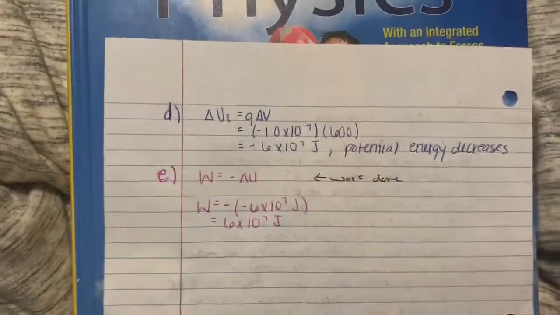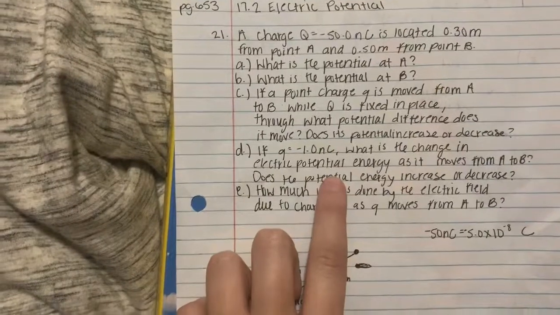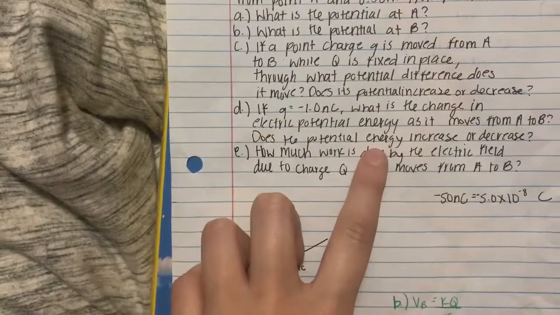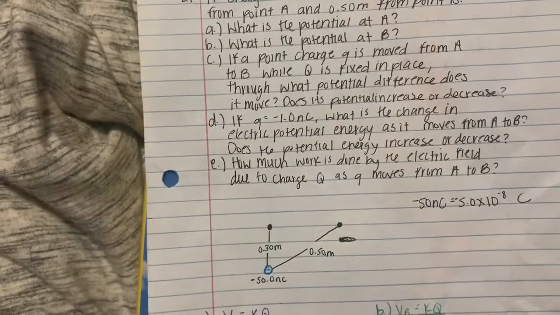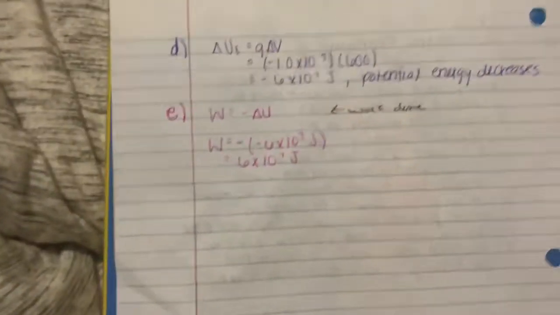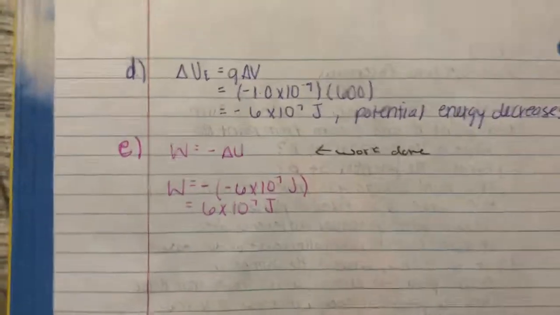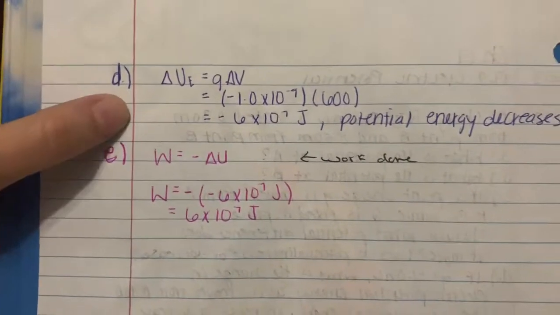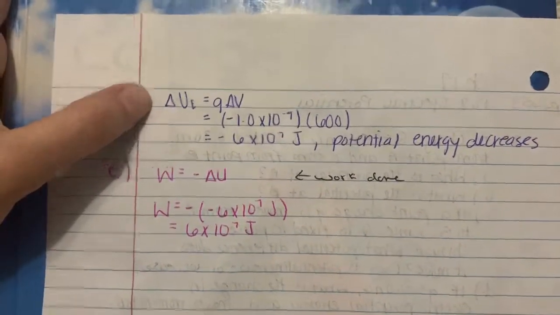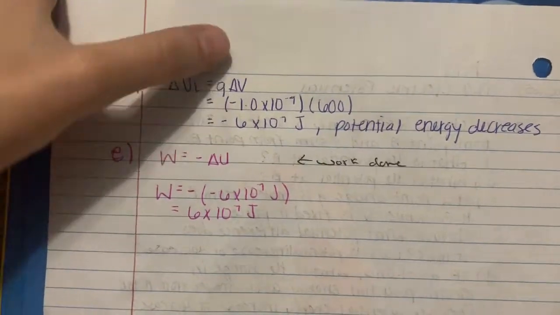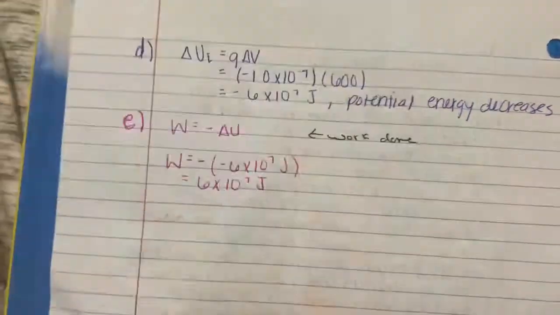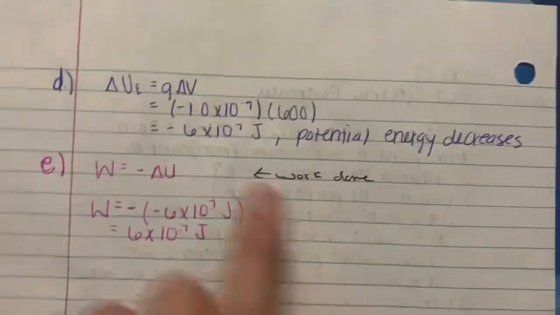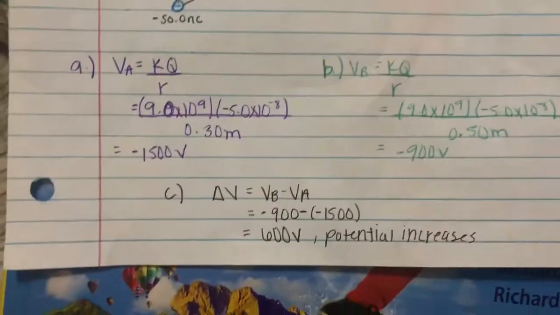Okay, and in the back part, we went ahead and found the electric potential energy as it moves from A to B, if Q is equal to negative 1.0 nanocoulombs. I went ahead and changed nanocoulombs to regular coulombs, so that's going to be negative 1.0 times 10 to the negative 9th. And the equation we use is the change in potential energy is equal to Q times the change in potential. And that's going to give us that 600 that we found down here when we subtracted VB minus VA. That's that 600.